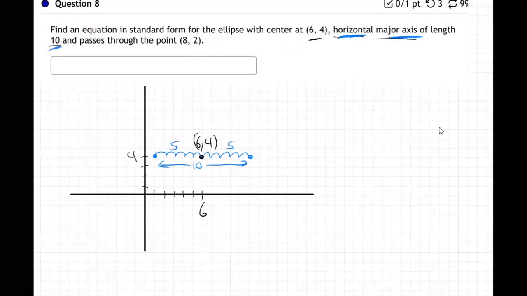And then they say it also goes through the point over 8, up 2. Let me locate that point. This is 7, 8, up 2 right there. So that's a point that the ellipse goes through.